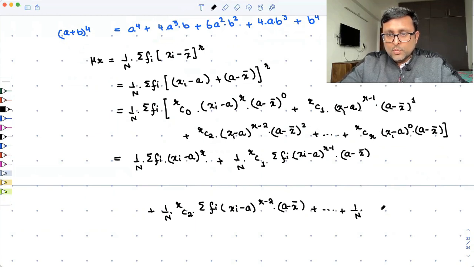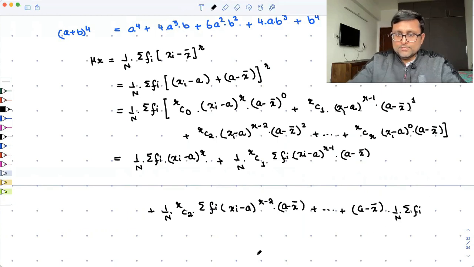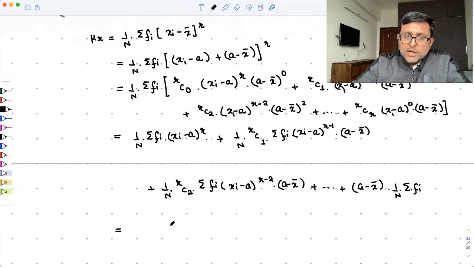1 upon n summation of fi is just going to be 1. Oh, this is very good. So you can just write this as a minus x bar to the power r into, because xi minus a to the power 0 is also 1, 1 upon n summation of fi, which is also going to be 1. Now just think about it. What is this? This is just your mu r dash.